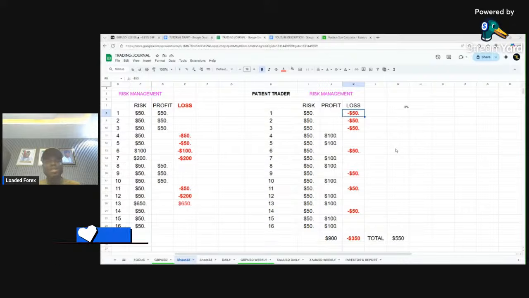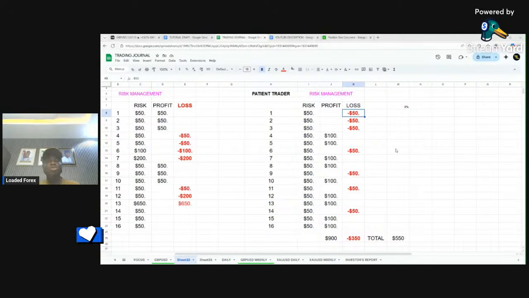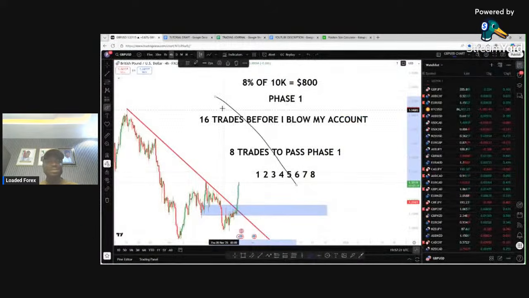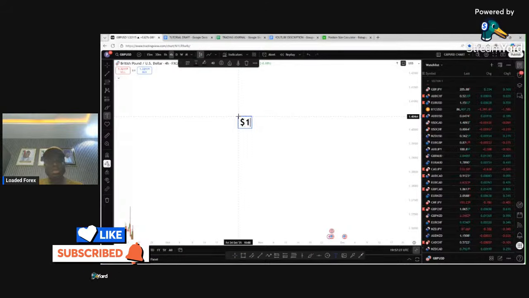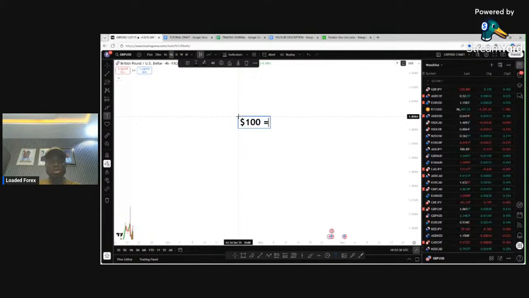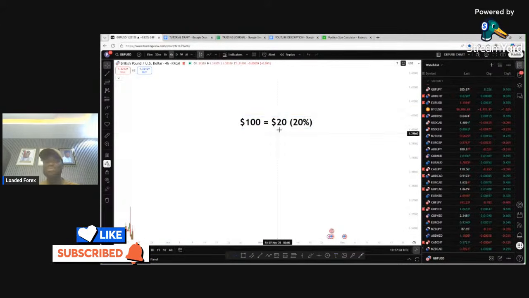A lot of beginner traders don't cherish the amount of money they're making on their small trading account. Imagine you are trading $100 and at the end of the month, you close the month with $20 profit. That is 20%, which is incredible. But it will not make any sense.